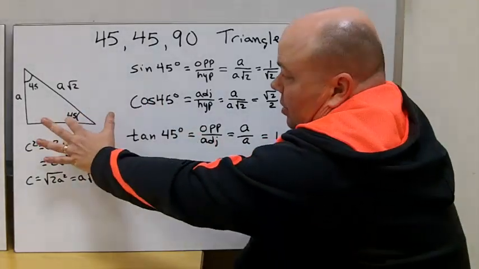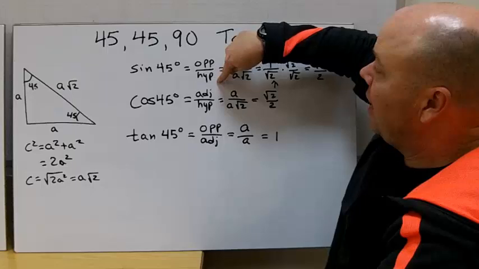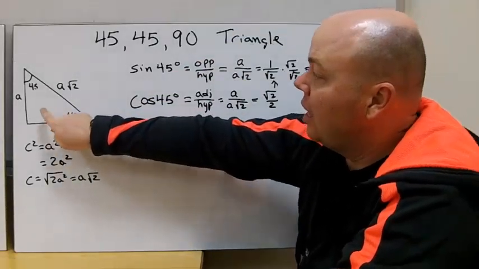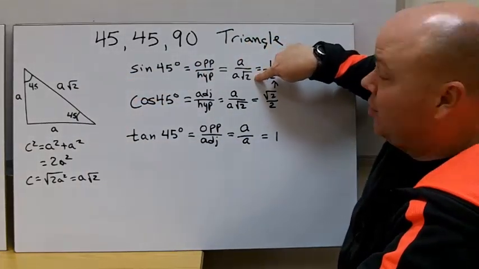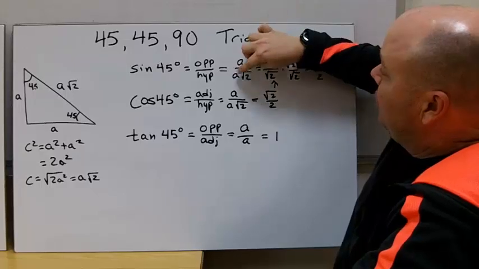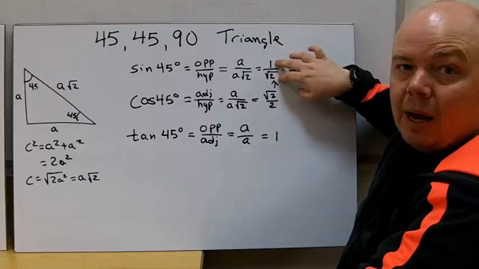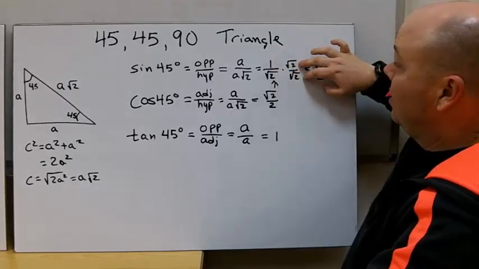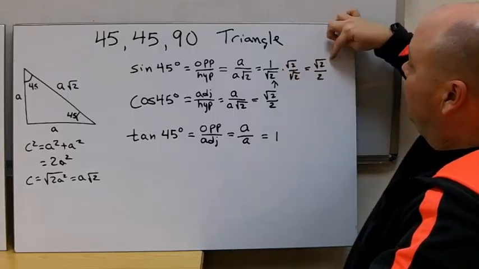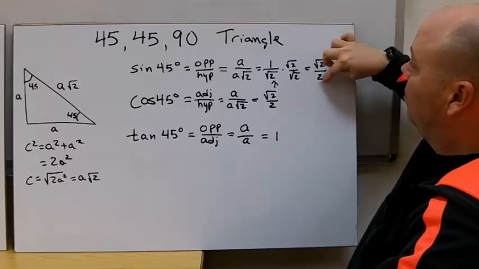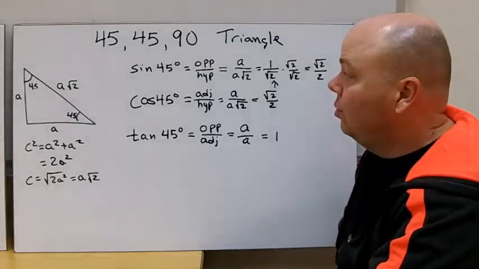So if I have this 45 degree angle and I'm looking for the sine of this angle, the sine of the angle is equal to the opposite side over the hypotenuse. So from here, 45 degrees, opposite side over the hypotenuse: A over A times the square root of 2. If you reduce that fraction, you get 1 over square root of 2. We really don't like radicals in the denominator, so I'll rationalize the denominator by multiplying by square root of 2 over square root of 2. Simplify that, and it gives me square root of 2 over 2. So the sine of 45 degrees is exactly equal to the square root of 2 over 2.